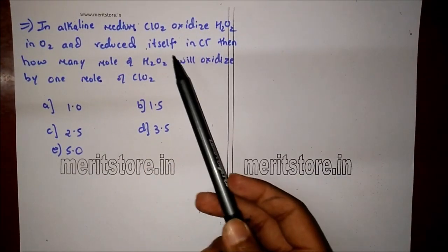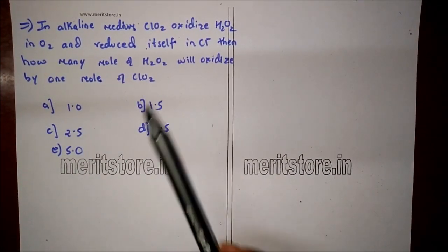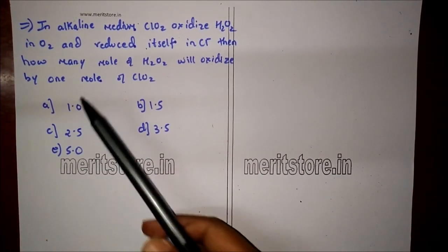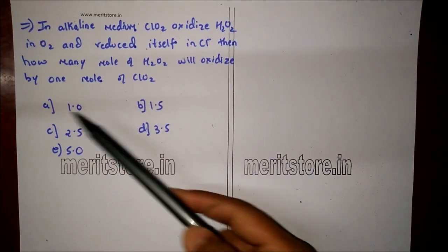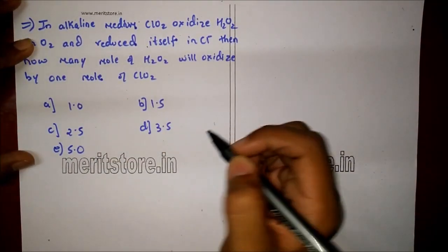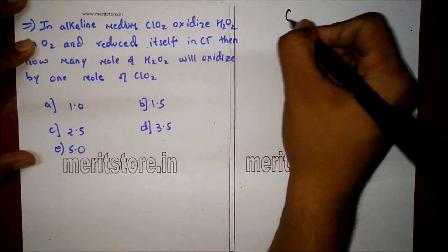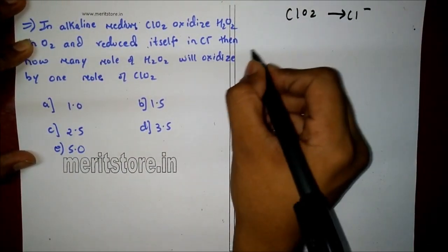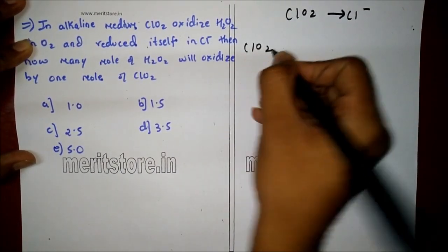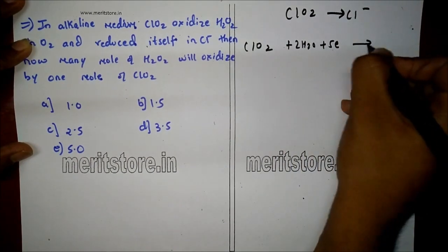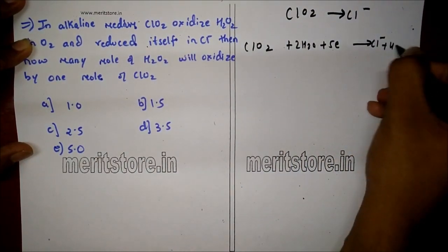In alkaline medium ClO2 oxidizes H2O2 to O2 and reduces itself to Cl-. Then how many moles of H2O2 will be oxidized by 1 mole of ClO2? Here are the options. Now let's look at the reaction. ClO2 is reduced to Cl-. Therefore ClO2 plus 2H2O plus 5e- gives Cl- plus 4OH-.